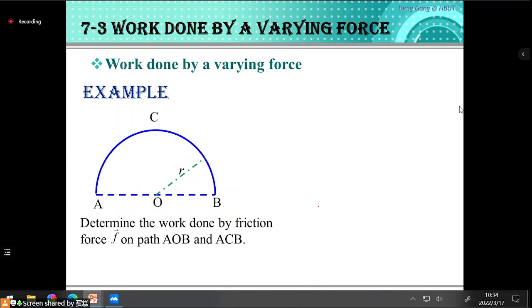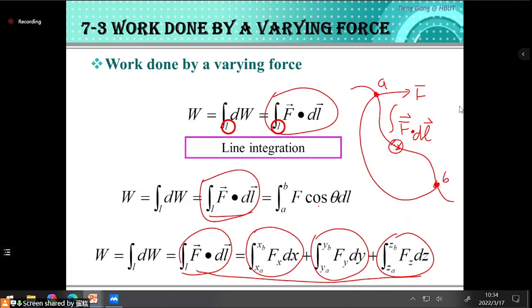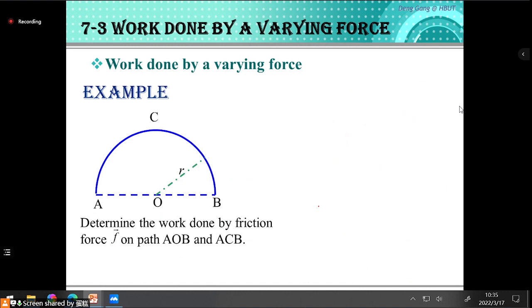As we know in the previous equation, we write an L here to indicate that it's a particular path, which means the work done by this force from one point to another point. If it is along a different path, the result can be different. So the work done by F along this path and this path can be different. So that's why we are going to check this example.